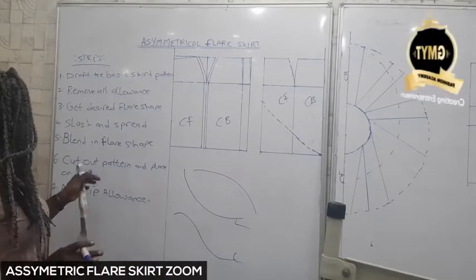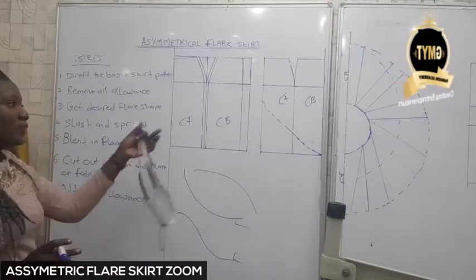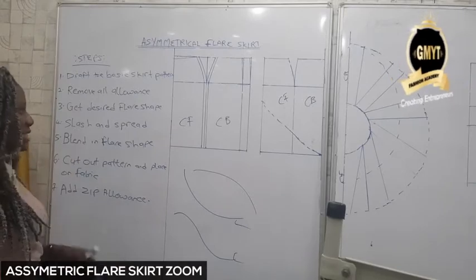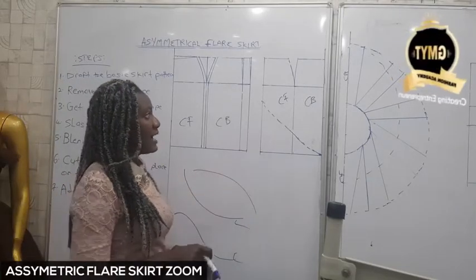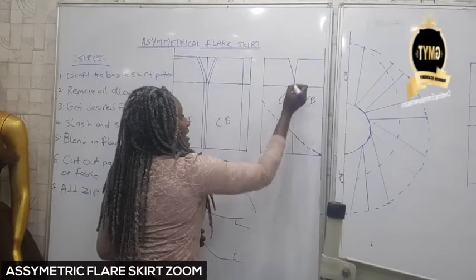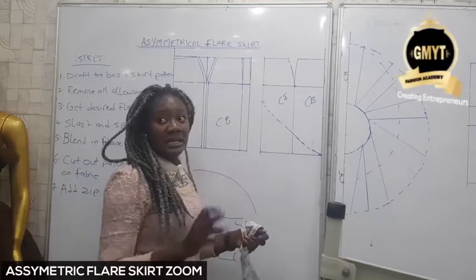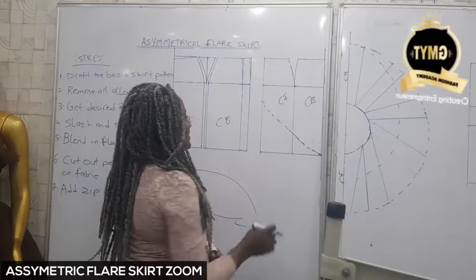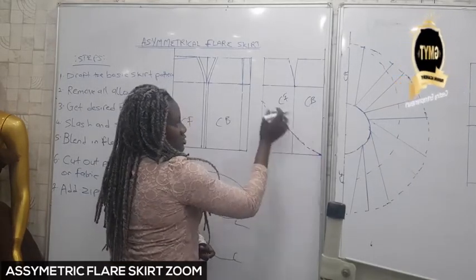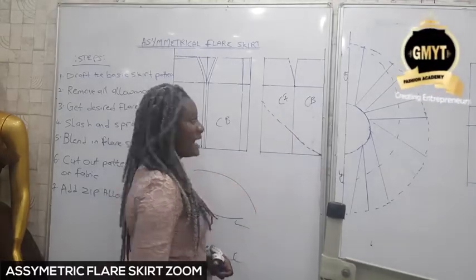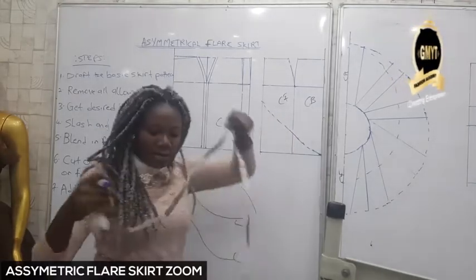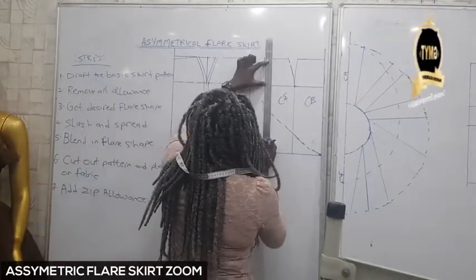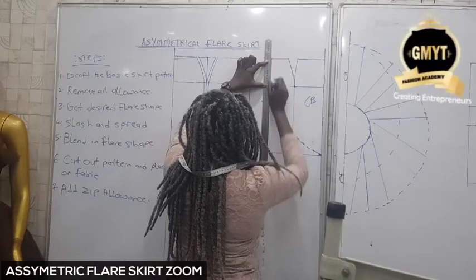Okay, so back to the class. I said get your desired flare shape. Everything depends on whatever shape you want to get. Then slash and spread. You can see my CB and my CF. I've joined them together on the hip line and then I'm getting my desired shape. For this class, I'll be doing the two different shapes that I like to show you how to do. So I've gotten my desired shape. This is it. The only thing is for me to mark it on paper, and then the next thing is to slash and spread. So how do I slash and spread? You all know how to do your flare skirt, right? I can slash my front into 3 parts depending on whatever I want.